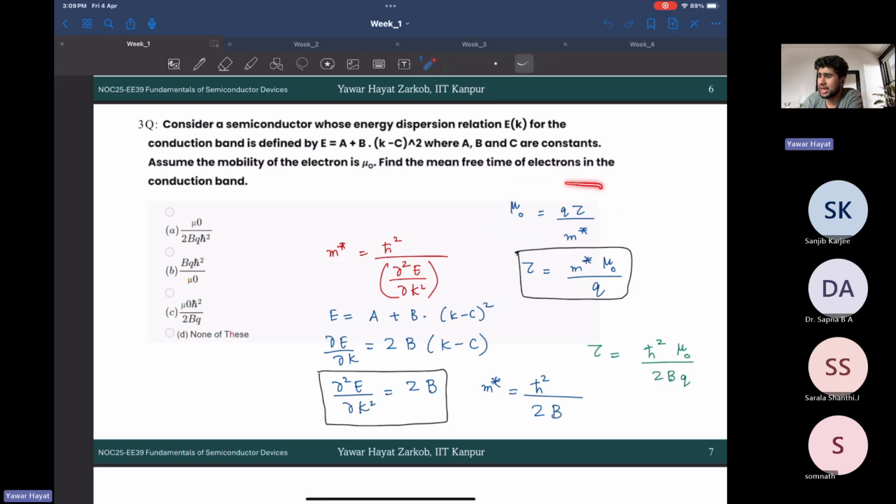So how did we proceed on this one? Firstly, your mu naught is q tau by m star. You must be knowing this particular formula, right? From this one, we can rearrange this equation to obtain that your mean free time tau is equal to m star mu naught by q, where m star is the electron effective mass, right? And mu naught is your mobility. Do you have any doubt?